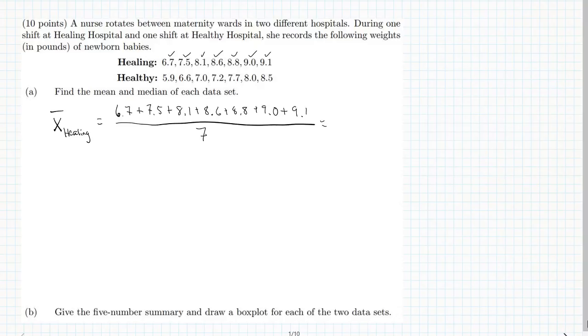Now if you add all those up, what do we get? I think we get 57.8. Is that about right? You might want to double check me on that. But we get 57.8, and if you take that number and divide it by 7, you should get approximately, rounding a few decimal places, 8.257 pounds. Any questions on that?